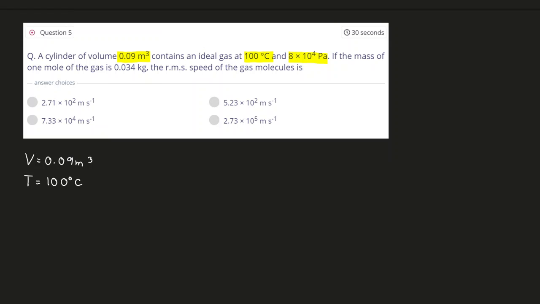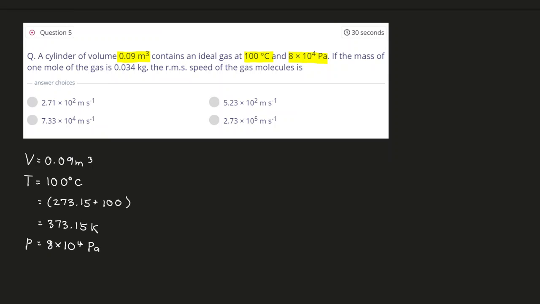As usual, when you're dealing with physics, changing it to Kelvin is a better choice. There are some times that you don't need to convert, but just to be safe, just convert it. Then you don't need to confuse whether you need to convert or not. So this will be 373.15 K. Then your pressure is 8 times 10 to the power of 4 Pascal.